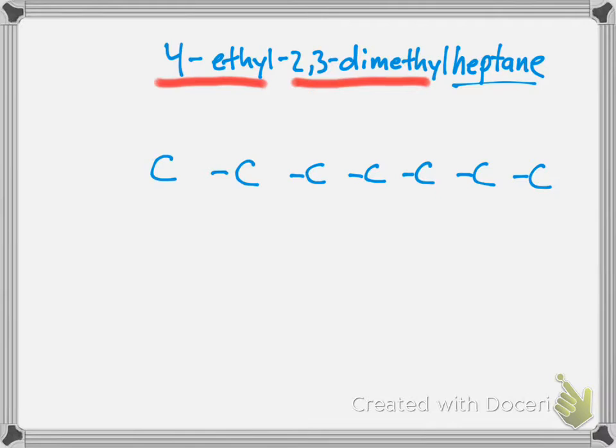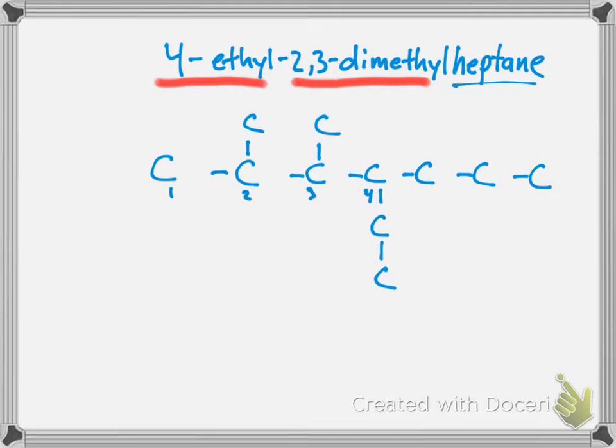So 1, 2, 3, 4. So I'm going to go ahead and hang an ethyl off of here. And then at 2, there's going to be a methyl. And at 3, there's going to be a methyl. So this is the general shape of my structure here. Now, I put both my methyls up. I could have put them down. I put my ethyl down. I could have put it up. It doesn't really matter as long as they're at the right location.